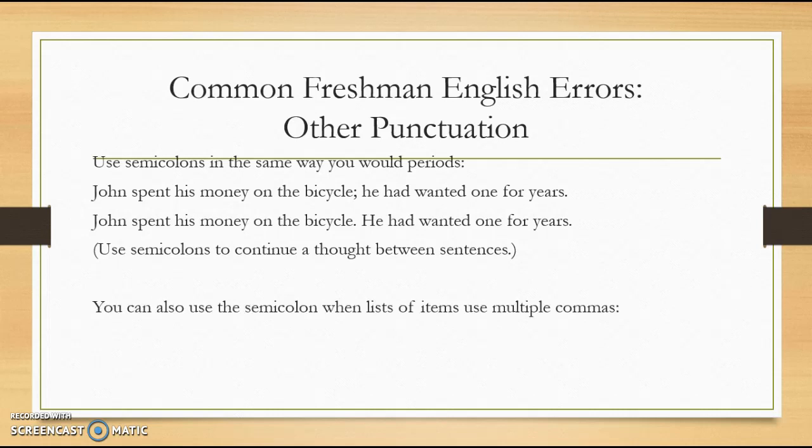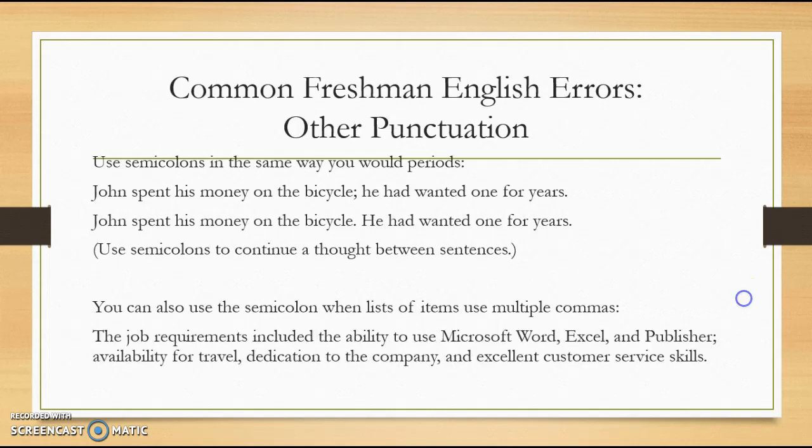Another way to use a semicolon is when you are listing multiple items and some of the items in your list also have commas. The job requirements included the ability to use Microsoft Word, Excel, and Publisher; availability for travel; dedication to the company; and excellent customer service skills. As you can see, because we needed commas between Word, Excel, and Publisher, the semicolon was needed to show that that was one area, and then we moved on to the availability for travel.